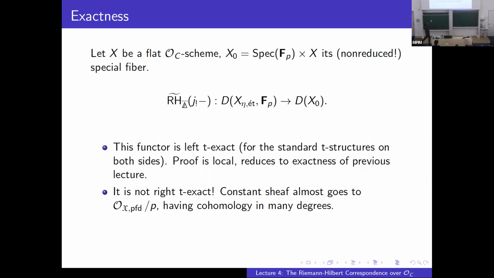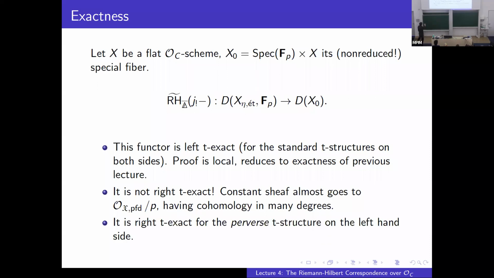But even though this complex has cohomology in a lot of degrees, it doesn't have cohomology in too many degrees. The number of degrees is bounded by the relative dimension of X over O_C. And a consequence of this, or maybe an amplification of that statement, is that this functor is right t-exact if you give the left-hand side the perverse t-structure instead of the standard t-structure. In other words, it's a functor which carries perverse sheaves on the generic fiber to connective complexes on X_0.